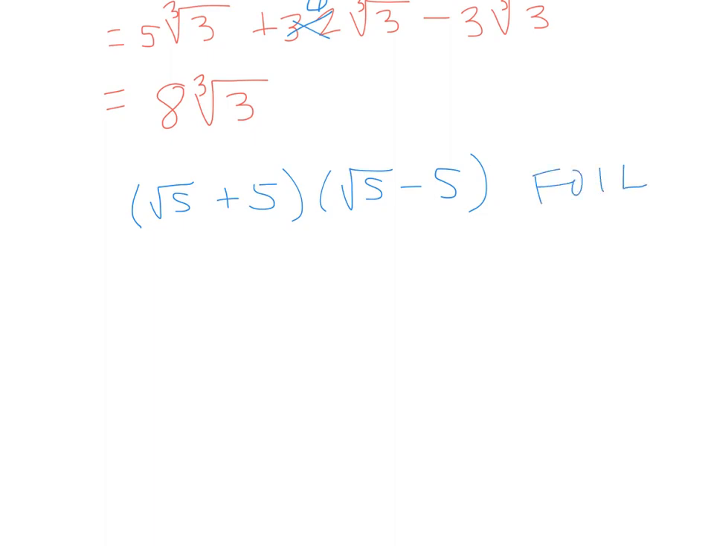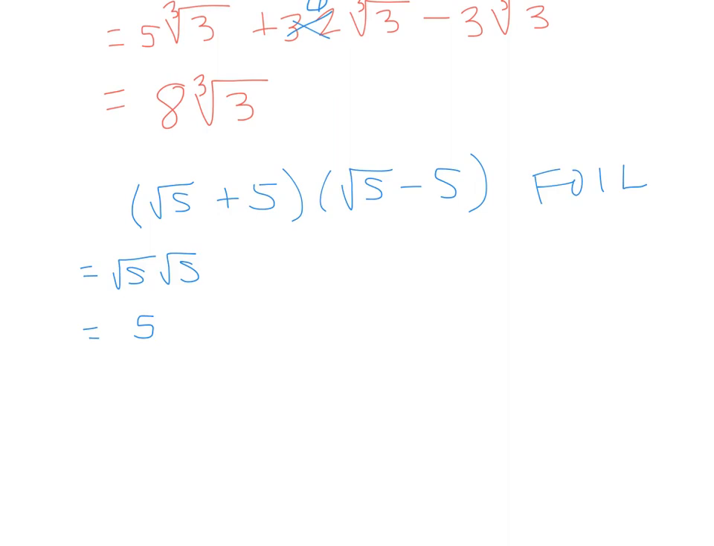All right, so we take the first times the first, and that we're going to get the square root of 5 times the square root of 5. Whenever we multiply a square root of something by itself, that's squaring, and that just undoes the square root. So it's just going to equal what's underneath the square root. Okay, so that's the first times first.